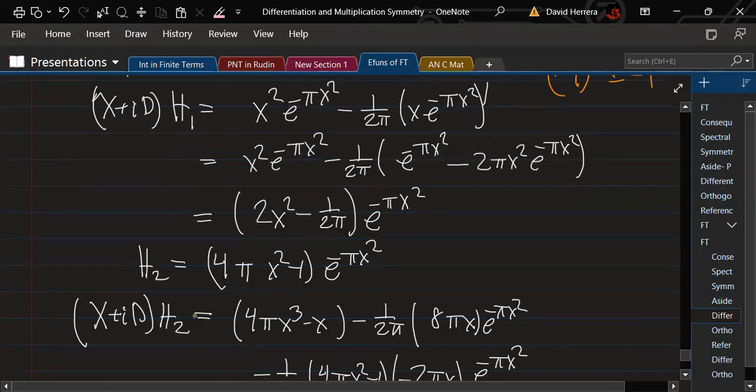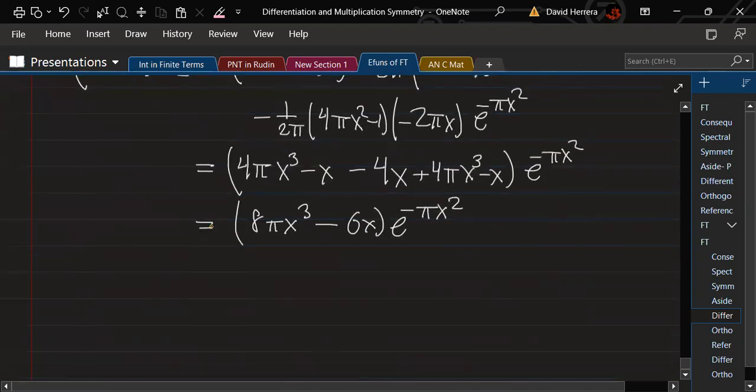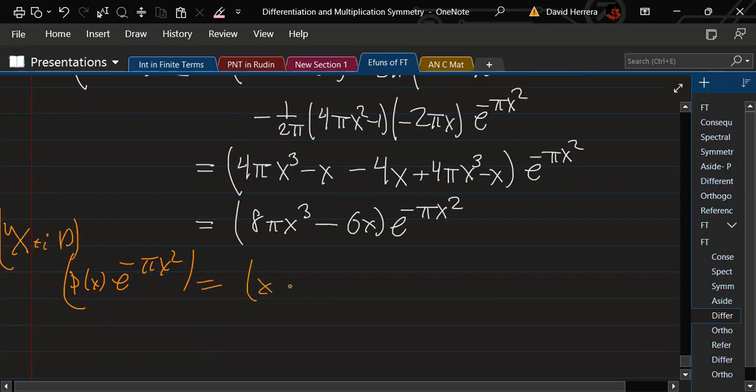And then you can just continue if you like. This thing is going to have negative i cubed, et cetera, et cetera. And you see that every time it's increasing polynomial degree. One thing you can see is that if you do p of x e to the minus pi x squared, and you do the raising operator x plus id to it, well, what is that? That's x minus 1 over 2 pi derivative of p of x e to the minus pi x squared.